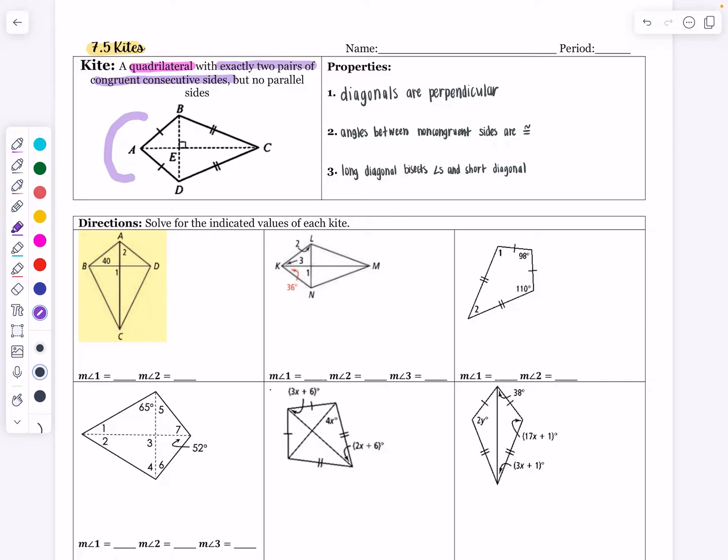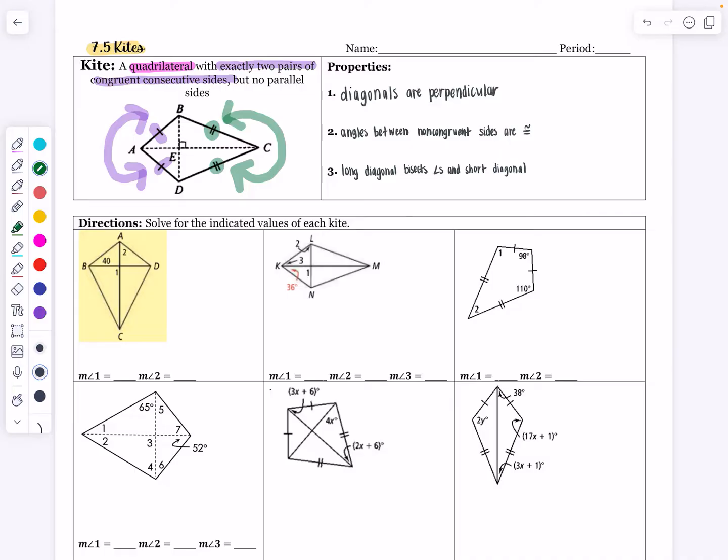These two are consecutive, and those two lengths are going to be the same. And then these two longer ones are congruent, and those are consecutive to each other as well. So two pairs of congruent consecutive sides, the purple being one pair, the green being another pair.